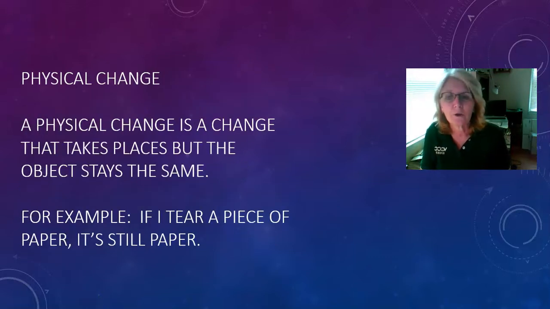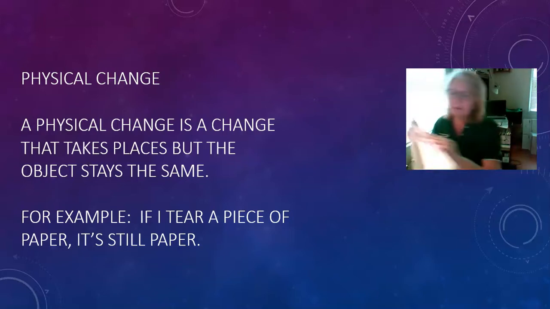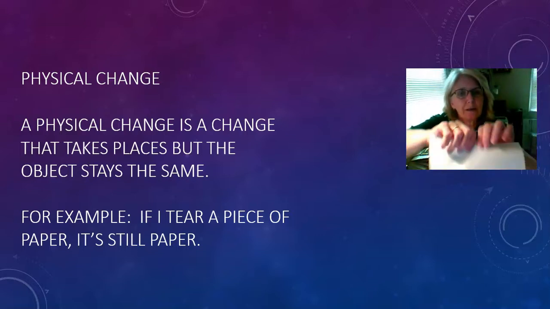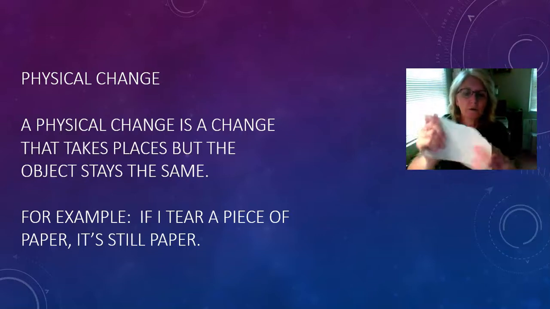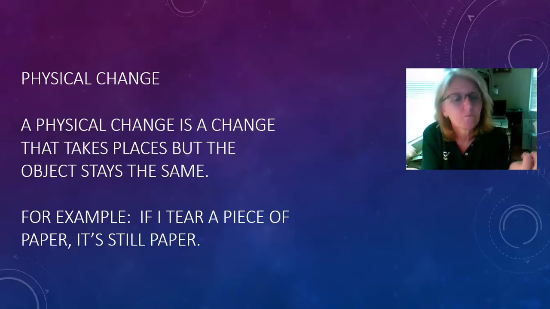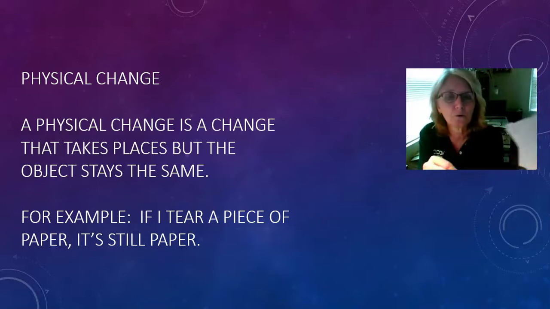Physical change. A physical change is when a change takes place, but the object is exactly the same. So let me give you an example. If I take this piece of paper and I tear it into pieces, is it still paper? Yes, it's just not a big piece of paper anymore. So it's still paper. So therefore, all I have done is change the physical way that the paper looks. So this is a physical change.